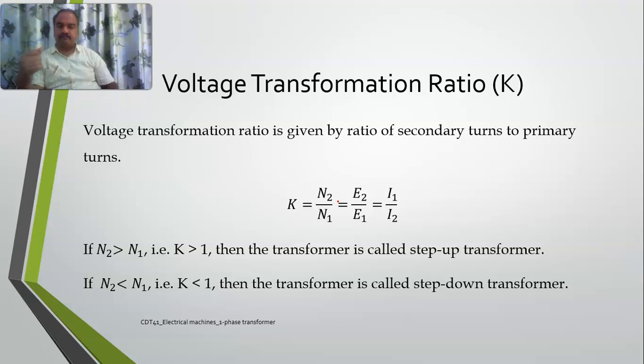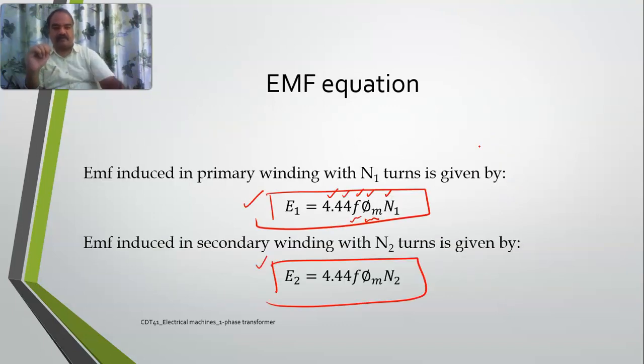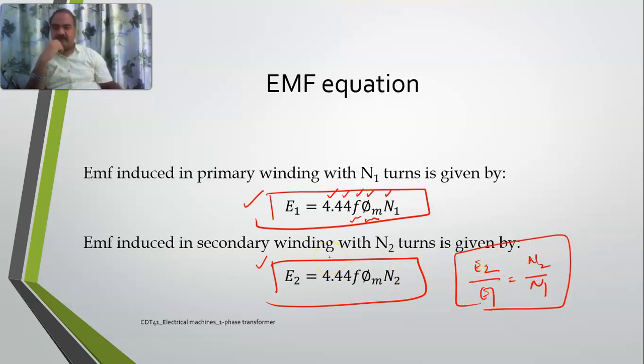Now, both the windings have different numbers of turns, right? What is E2 by E1 in this case? Everything cancels. What do you get? N2 by N1. Very simple. Which means, what is E2 now? Very simple: N2 by N1 into E1.